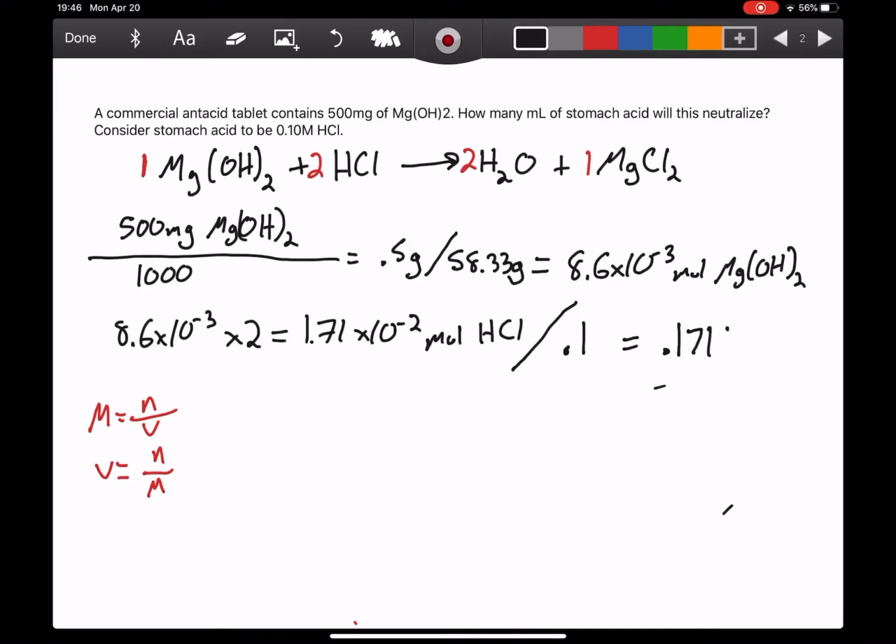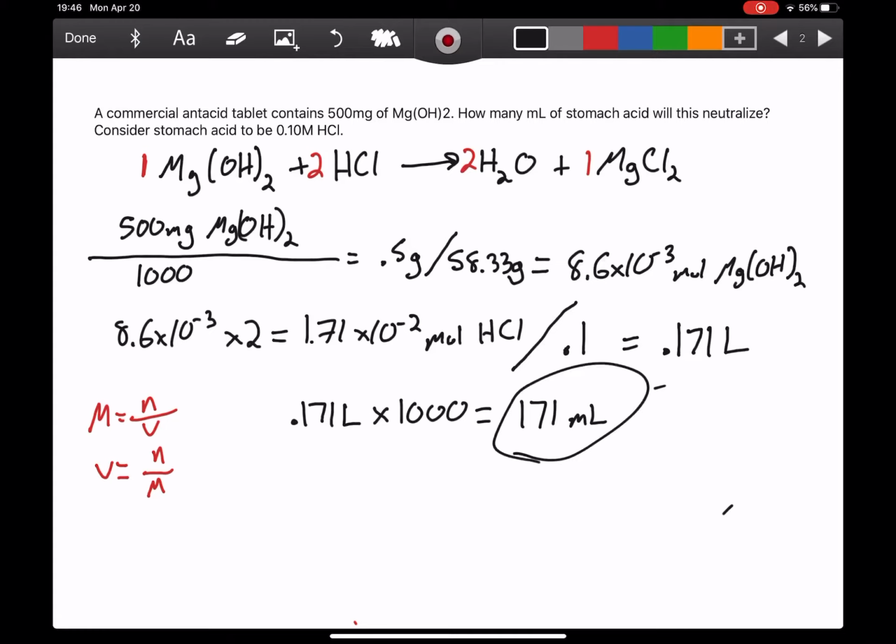0.171 liters. And now the question wants us to find this in milliliters. So 0.171 liters. To go from liters to milliliters, we have to multiply by 1,000. And that's going to be equal to 171 milliliters. Now, this is the correct answer, and this is a way to solve this. But as you can see, the work is much more confusing and it's easier to get lost in here and lose track of what your units are.